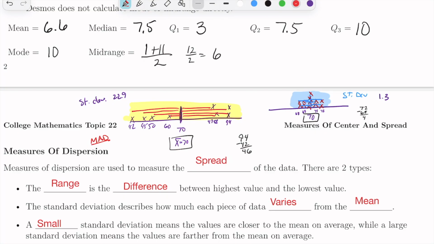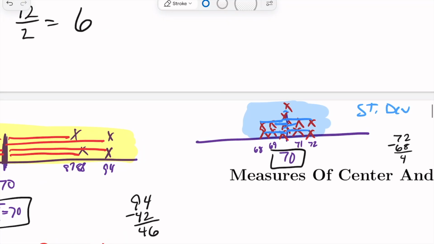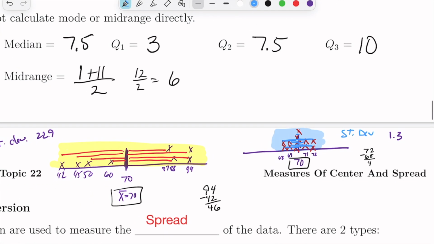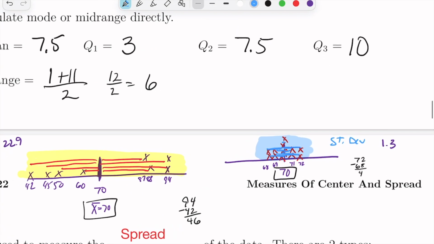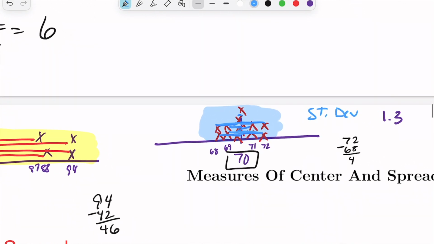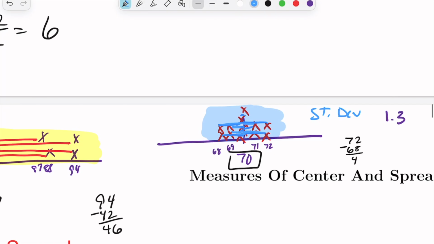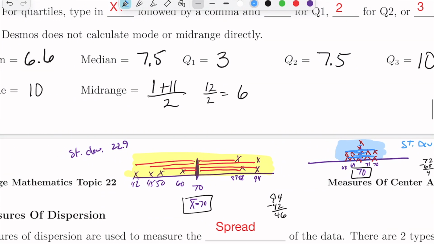And you could see that in this case, the standard deviation that I did on a calculator comes out to be 22.9. When we look over at this other data set, you can see that all of these data points are pretty close to the average. There's very little deviation. There's very little movement from the mean. And so their standard deviation is only 1.3. A small standard deviation means the data is very close and clumped together. There's not a lot of spread. A large standard deviation means that the data is very spread out.